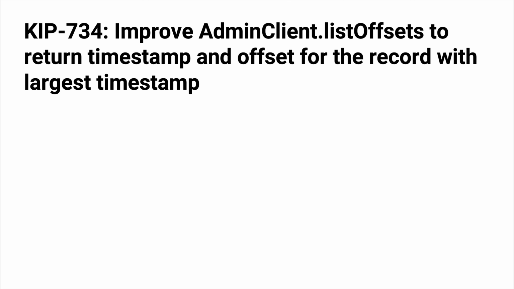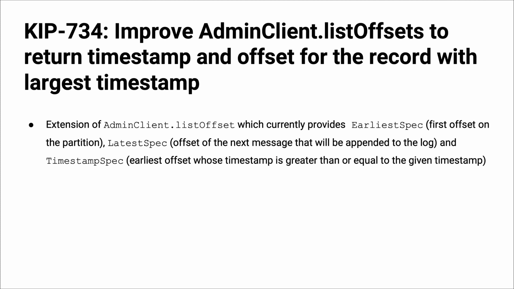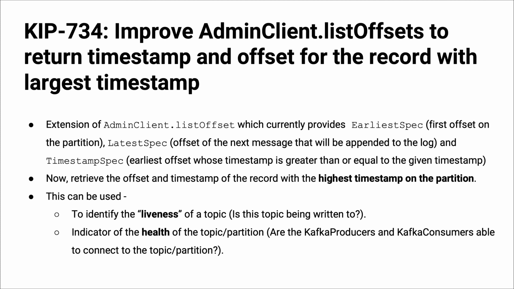KIP 734 improves the AdminClient.listOffsets call to give us an option for returning the offset of the message with the latest timestamp. Now, let me break this down a little bit. Historically, we could ask for the earliest offset or the latest offset, you know, start at the beginning, start at the end, or the first message with a timestamp greater than a given timestamp, right? So you could seek to a time, you could start at the end, you could start at the beginning. This now explicitly asks for the message with the highest timestamp on the partition.